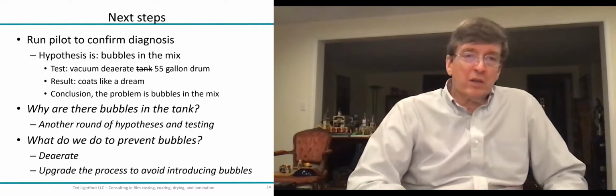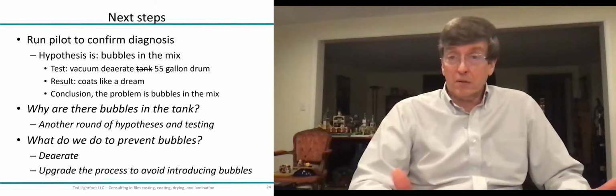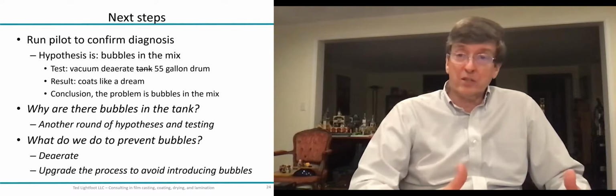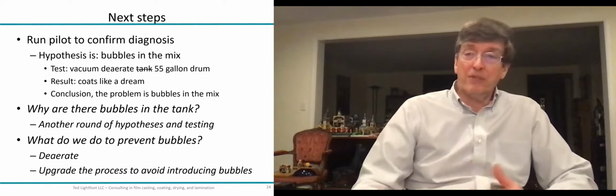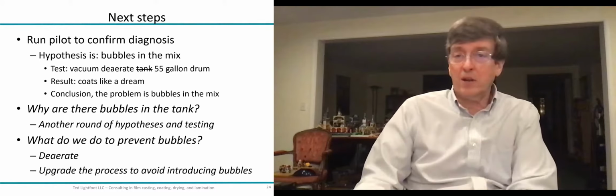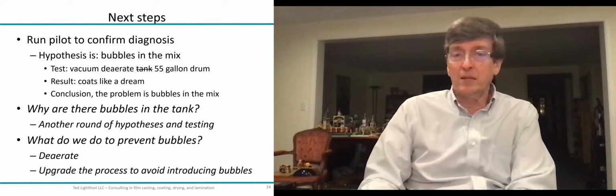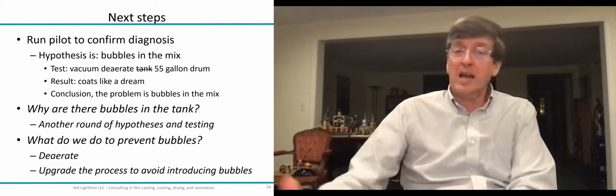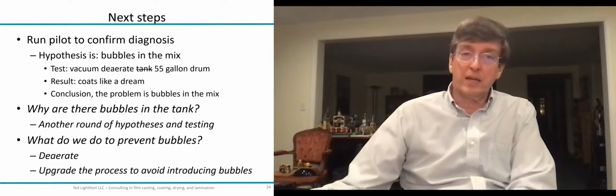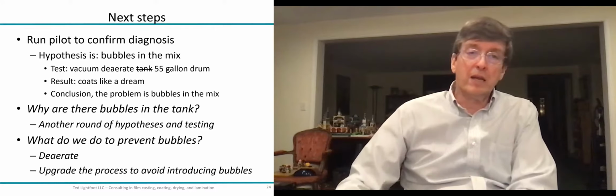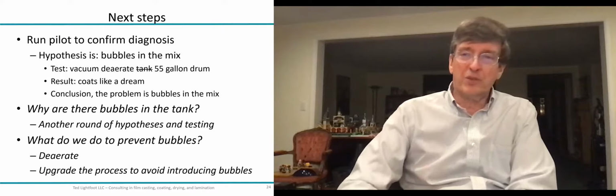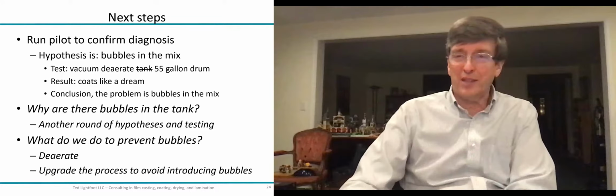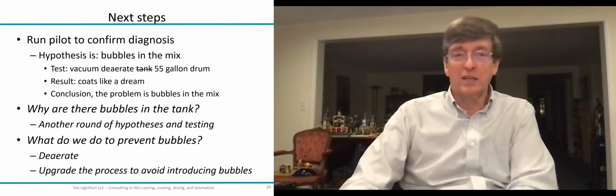Well, let's say someone says you can vacuum deaerate. Great. But the tank's an open vessel, so you can't do that. So you pull off a 55-gallon drum, you can deaerate that, you put a closed top on it, coats like a dream. Okay, so there's bubbles in the mix. Now you really have a confirmed mechanism. And you have sort of a solution, but 55-gallon drums are not a long-term solution, right?